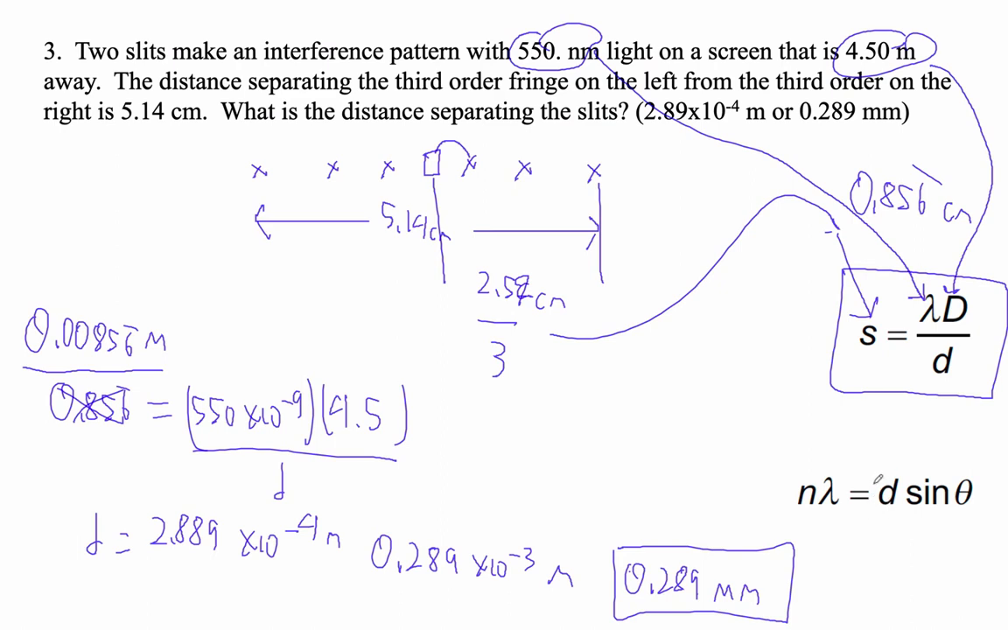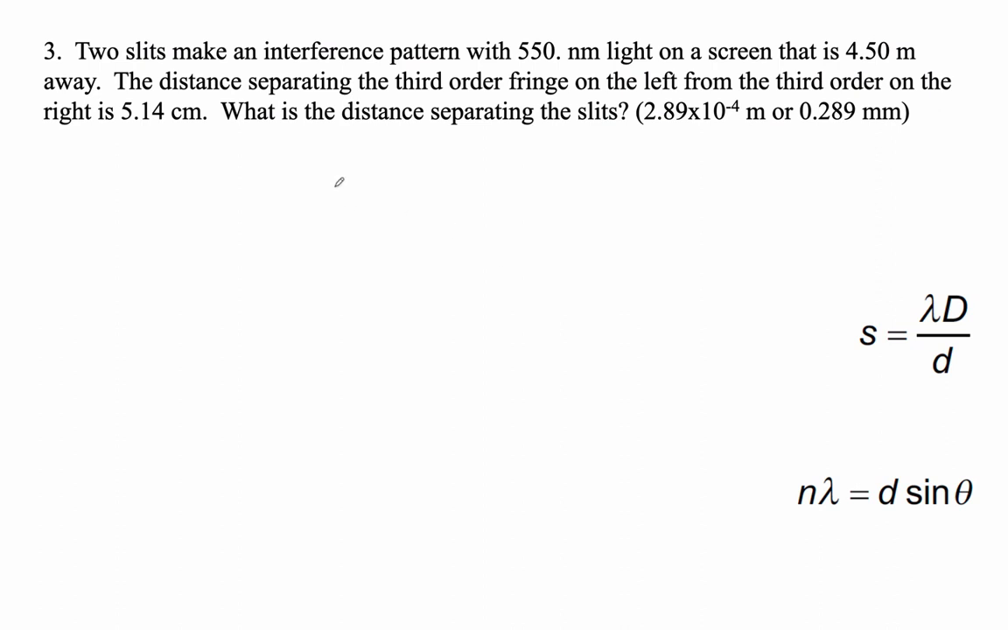Okay. If you really want to see that, you can keep watching. I'll do it with the angle formula if this whole thing kind of bothered you. Okay. So I'll do it with the angle next. Okay. So again, we're going from the center to first order, second order, third order, right? If it went from one side to the other, and it was 5.14, this is 2.57, right?